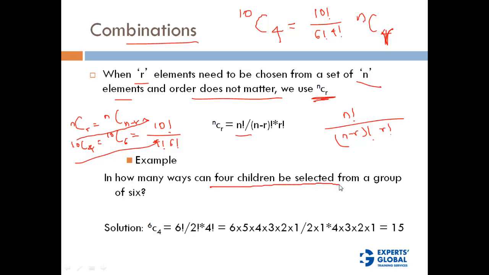So let's look at this example. In how many ways can 4 children be selected from a group of 6? So it is selected. That means, are we worried about order? We are just selecting. We are not worried about order. So we'll use combinations. We are going to select, out of 6 people, combinations of 4 people, 6C4, which is going to be 6 factorial by 2 factorial by 4 factorial. See, 6 factorial can be written as 6 into 5 into 4 factorial, right? So this 4 factorial will cancel with this. What we get is 6 into 5 divided by 2 factorial, which is 15.